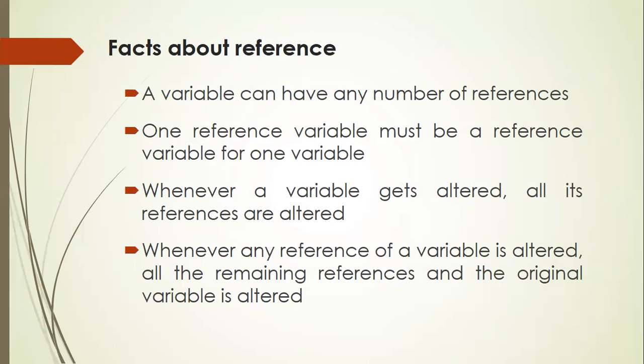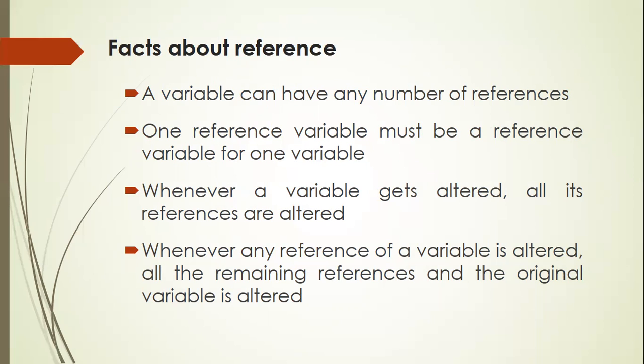Let us see some of the important characteristics or facts about a reference variable. One: a variable can have any number of references. There is no limitation on the number of reference variables for a particular variable. In this example, the original variable is A, and I have given two more references for A only. So B and C are the reference variables for A. Instead of B and C, you can have B, C, D, E, F. You can have 100 reference variables for the original variable.